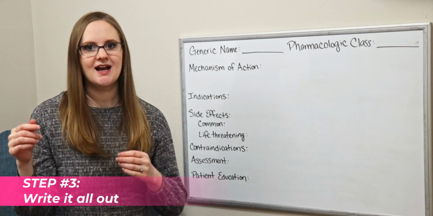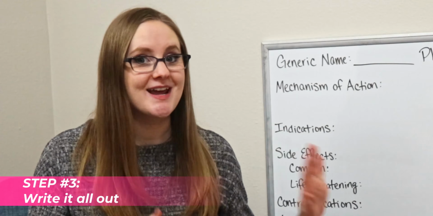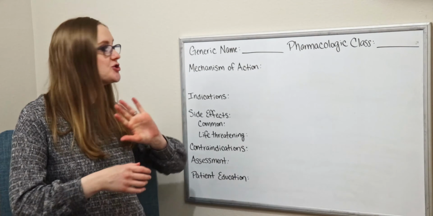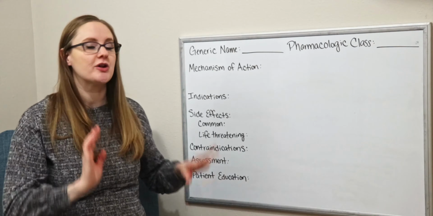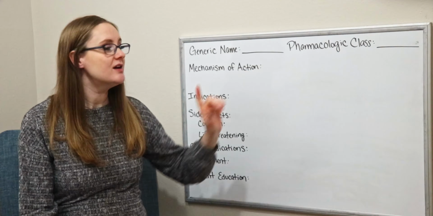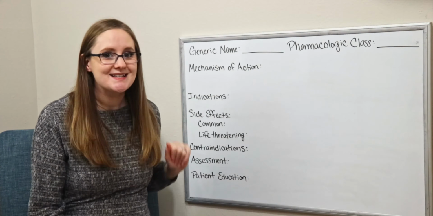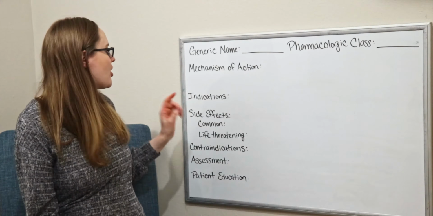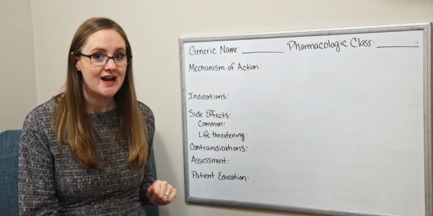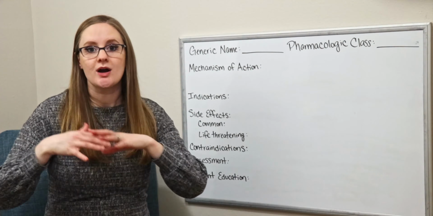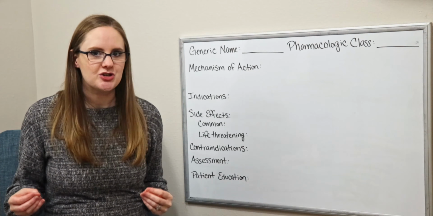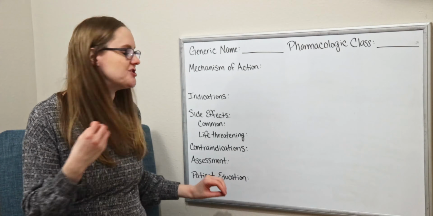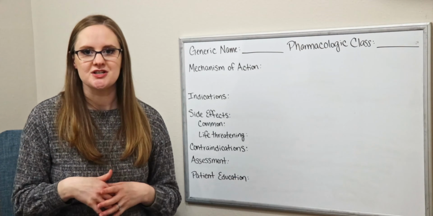Now, the next step is to actually write it all out and make sure you added the right sections to your med card. And here are the main categories that you absolutely must include. You've got to have the generic name of the drug, the pharmacologic class, mechanism of action, the indications, meaning what it's used for, common and life-threatening side effects, the contraindications or patients you would not want to give the drug to, what you would want to assess for, and then the patient education on what education needs to occur.